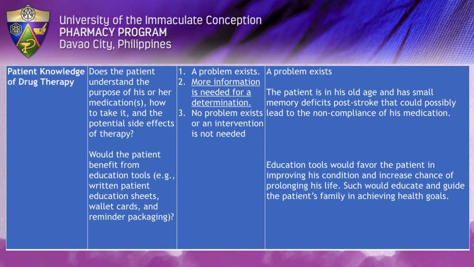Patient knowledge of drug therapy. Does the patient understand the purpose of his or her medications, how to take it, and the potential side effects of the therapy? A problem exists. The patient is in his old age and has small memory deficits post-stroke that could possibly lead to the non-compliance of his medication. Would the patient benefit from education tools? Education tools would favor the patient in improving his condition and increase chance of prolonging his life. Such would educate and guide the patient's family in achieving health goals.